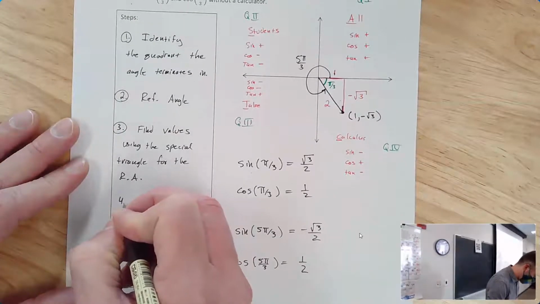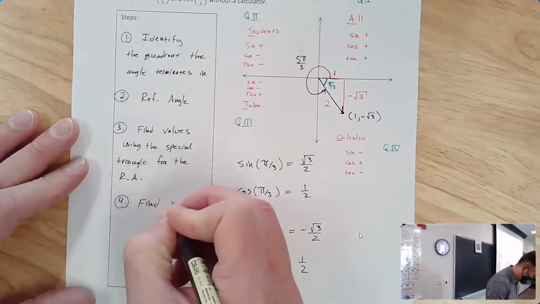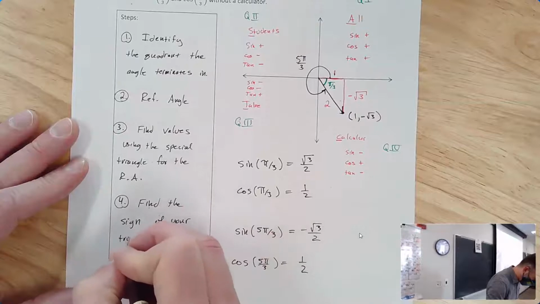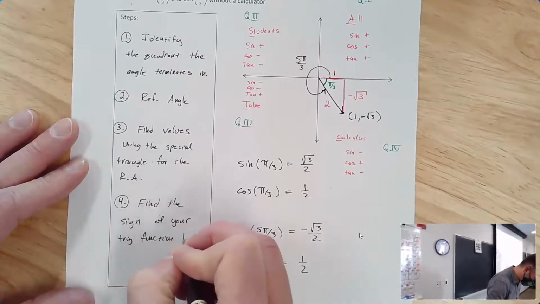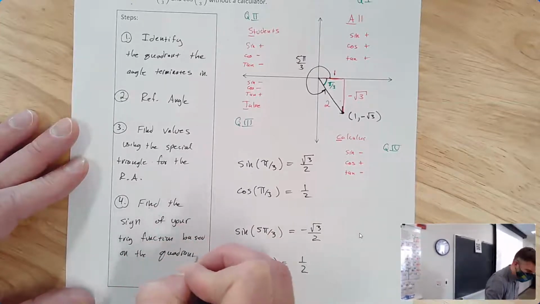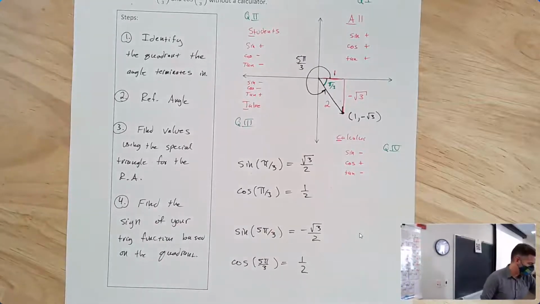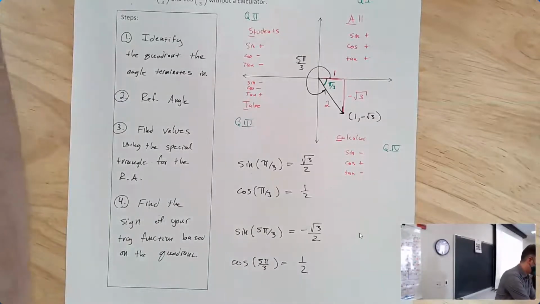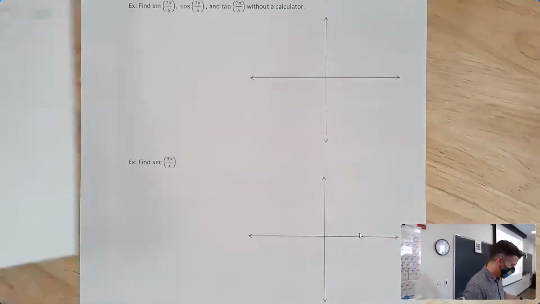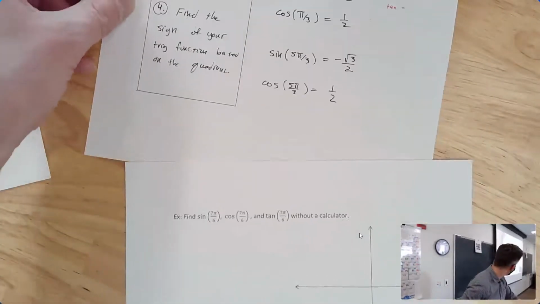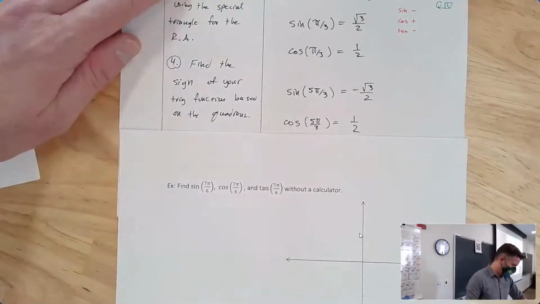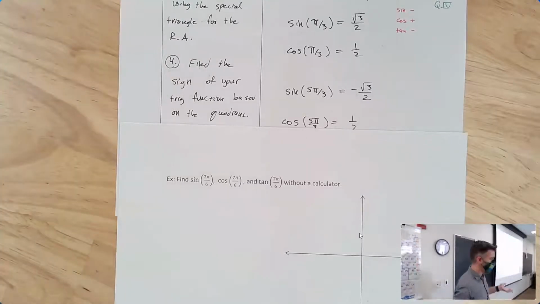So then I suppose the last part of the instructions here are find the sign of your trig function based on the quadrant. So let's look at another example. We want to find sine of 7 pi over 6, cosine of 7 pi over 6, and tangent of 7 pi over 6 without a calculator.